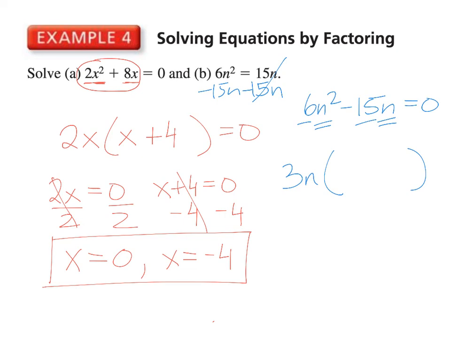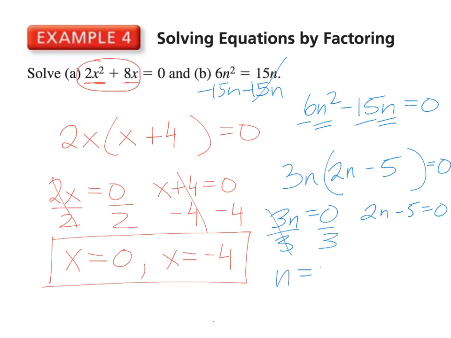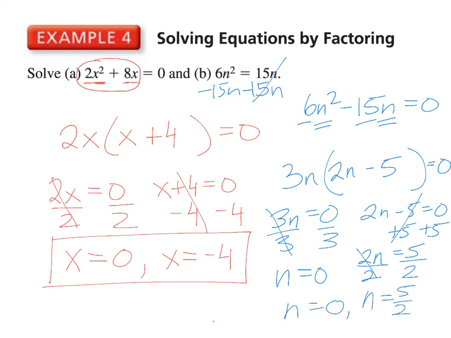Okay, now what's left over? 3n times what gives you 6n squared? That would be 2n. 3n times what gives you negative 15n? That would be negative 5. All right, so now I set my factors equal to 0. 3n is equal to 0. And 2n minus 5 is equal to 0. Divide by 3. n equals 0. Add 5. 2n is equal to 5. Divide by 2. n is equal to 5 over 2. All right, so those are my 2 answers.